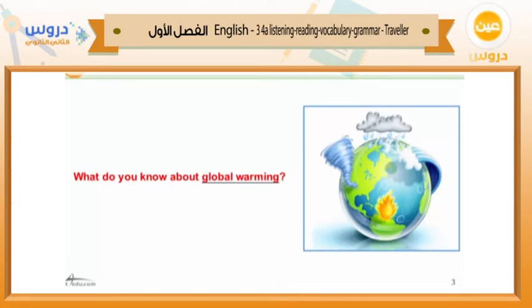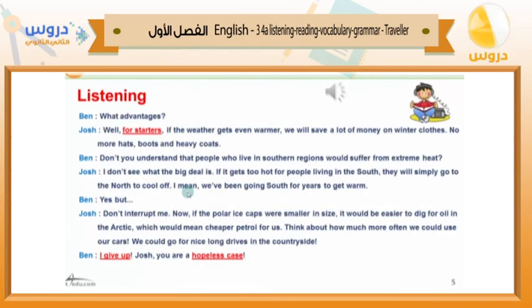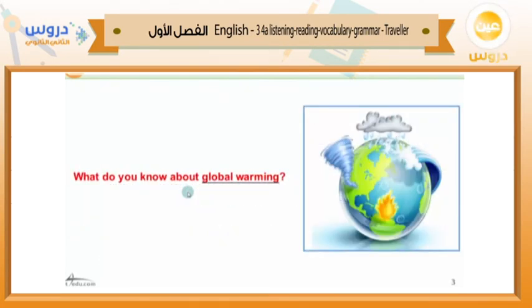If we take a look at this picture, we have planet Earth, and there is a storm, a rainstorm coming here, a hurricane, fires, and all of this. This all comes through global warming, which we're going to talk about today. So the question for you is: what do you know about global warming? We know too much about global warming, and you just saw the text we're going to listen to.